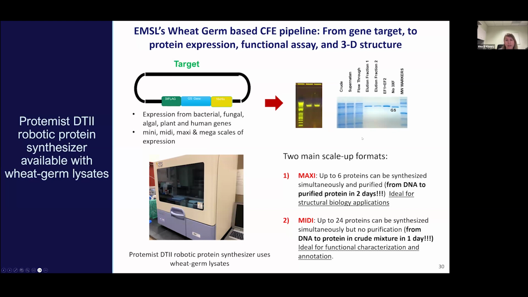I want to highlight that the main reactions are usually conducted on a robotic synthesizer, and we get very high purity. I would say for the majority of targets, we get purity higher than 90%. And of course, depending on the needs, we usually have 2 main scale-up formats: usually Maxi for structural biology applications, where we can do up to 6 proteins, and for functional annotation, we can do 24L format synthesis.